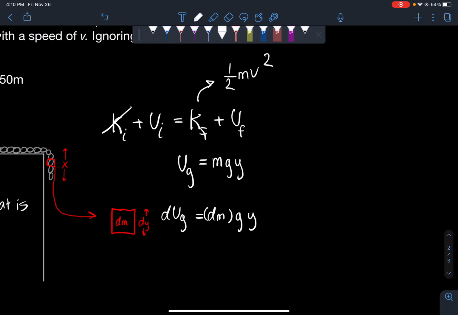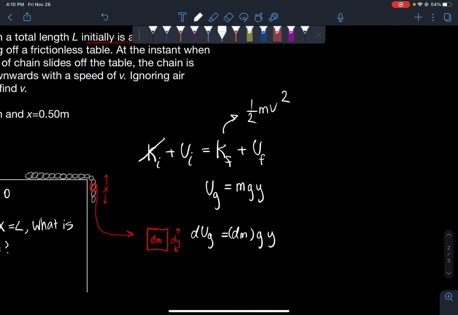So let me bring up the density equation. That would be rho for density. That just equals mass per volume. Except in this case, since the chain is basically a one-dimensional object, we could say mass per length, which is the same concept, it's just one-dimensional density, essentially.